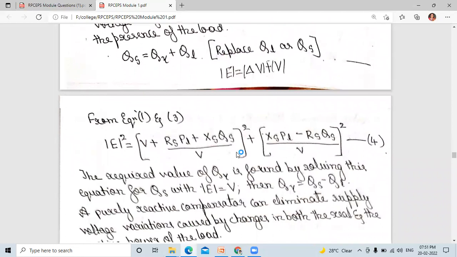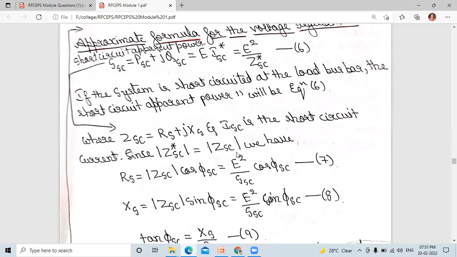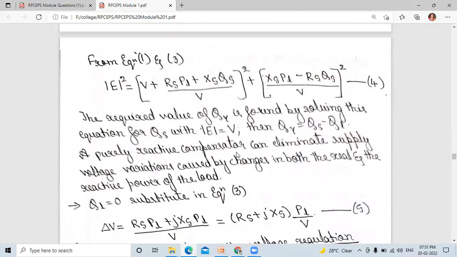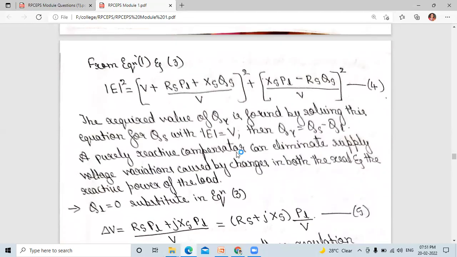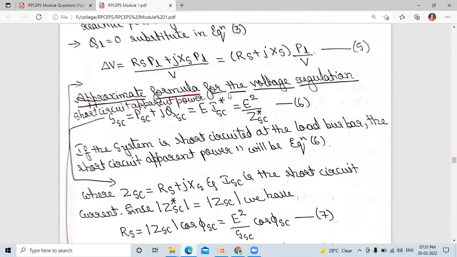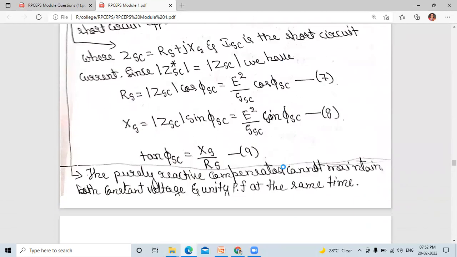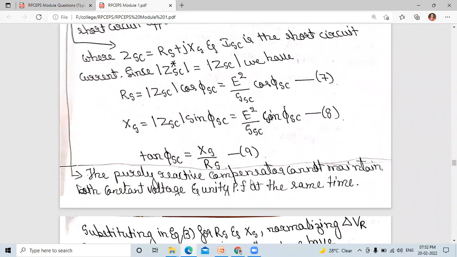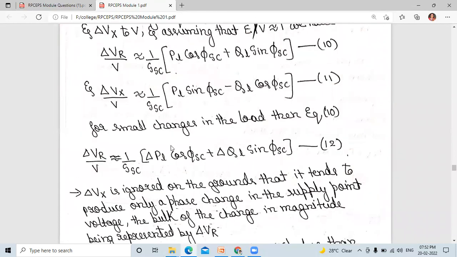Okay. So if they ask for 10 marks, you need to mention all the 5 equations with diagrams and with the sentences also. Okay. If they ask particularly for the approximate formula for the voltage regulation, then you need to mention this: short circuited at the load bus bar, the short circuit apparent power will be equation 6. If you have not written sentences, if you have written less, then you write this also: approximate formula for the voltage regulation. You can write equations 7, 8, 9 directly. Okay. Later the final equations you can write.